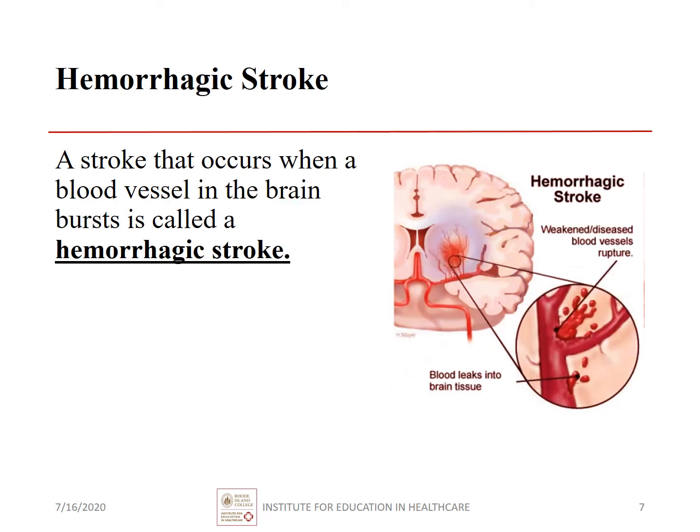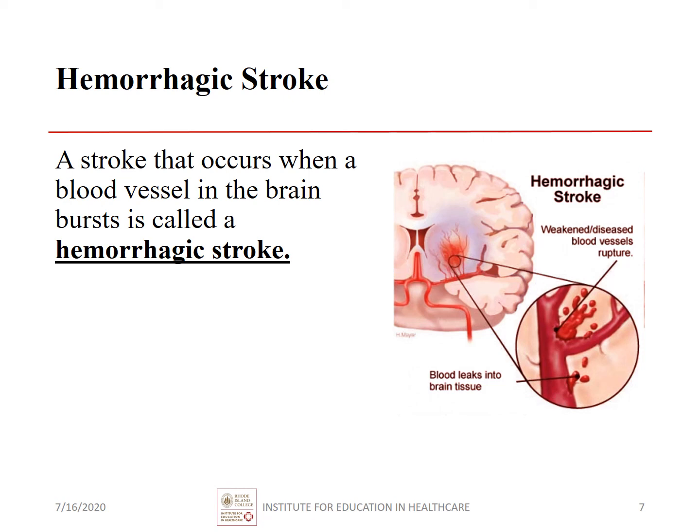The second and less common type of stroke is a hemorrhagic stroke, when a blood vessel in the brain bursts and the blood leaks into brain tissue, which is not where it normally is. Sometimes people refer to this as a brain bleed or a brain hemorrhage. And part of the problem with this is that it puts pressure on those tissues in the brain from bleeding into them, and the pressure can cause damage to the brain, as well as the damage that's caused by the fact that the blood that was supposed to go to other tissues in the brain doesn't get there because it's leaking out of this rupture in the blood vessel.